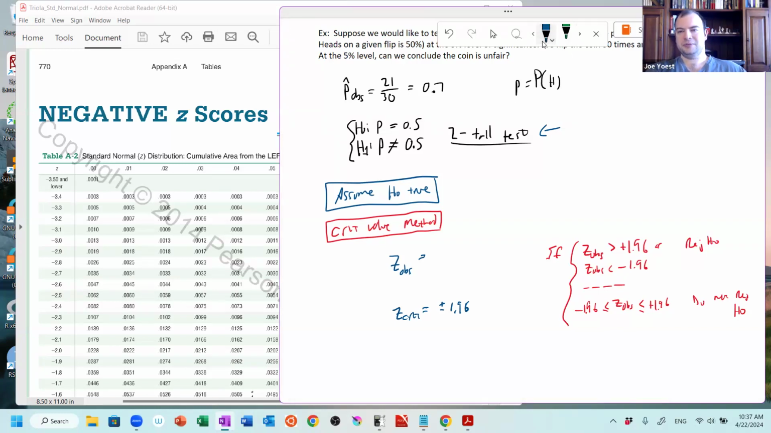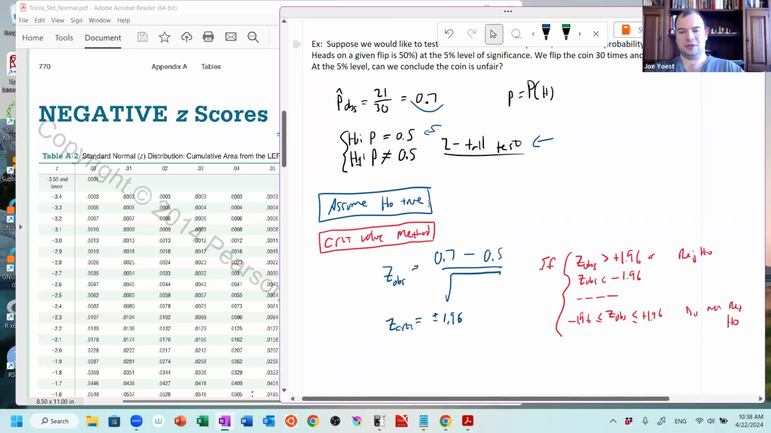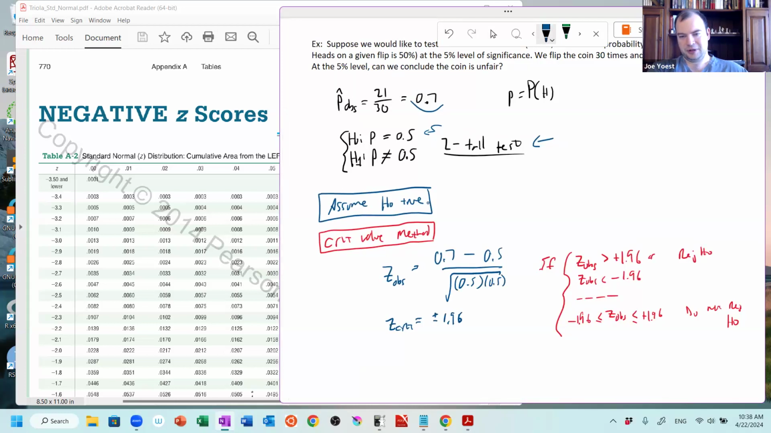So what is Z observed then? Z observed is P hat observed, 0.7, minus the null hypothesized value of P, 0.5, over a square root. And here we have to be careful. Remember, it's not P hat Q hat over N, but the null hypothesized value of P, and then 1 minus the null hypothesized value of P. So it's 0.5 times 0.5 over, and the number of trials, we had 30 flips, over 30.